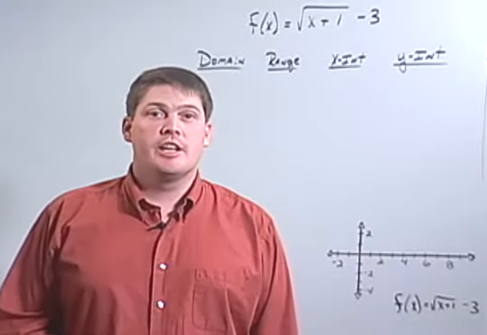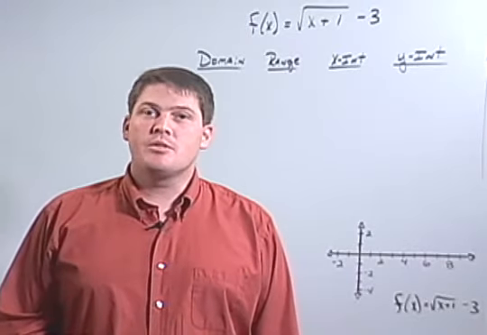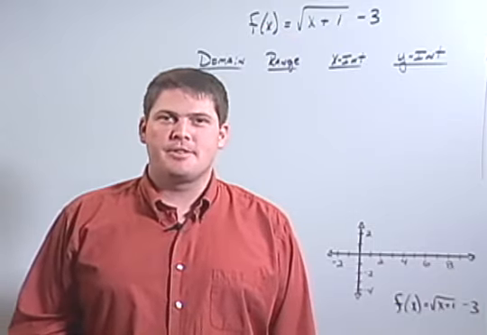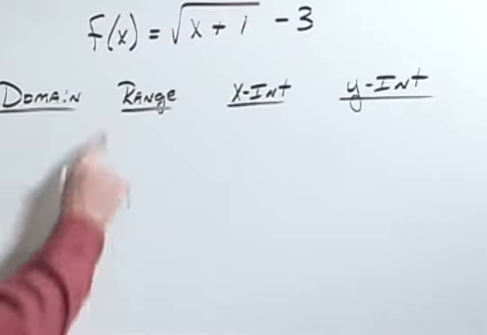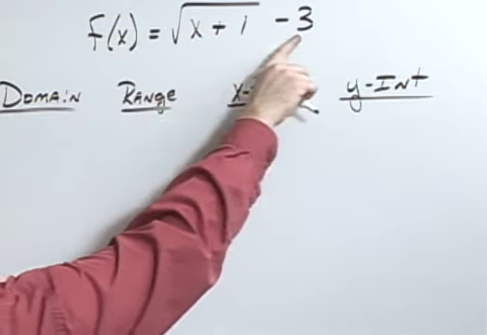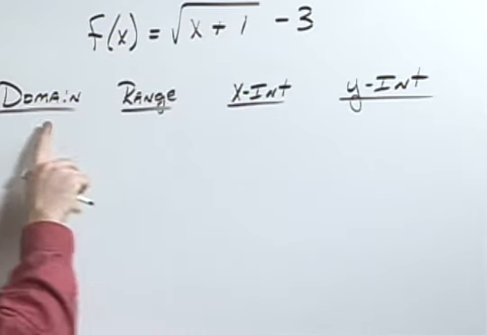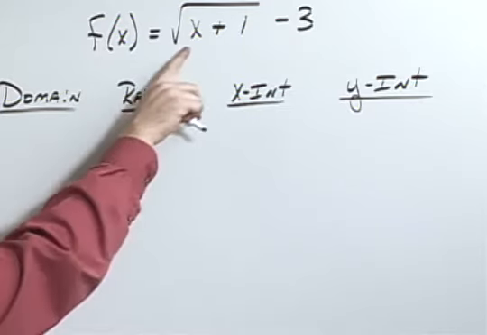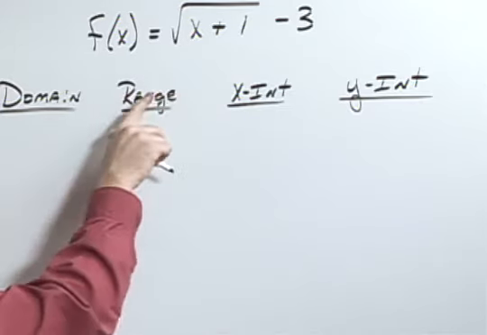Graph the given function, state the domain and range, list the y-intercepts and any x-intercepts if they exist. My function is f of x equals the square root of x plus 1 minus 3. For my domain, I'm interested in which x values can go into my function.